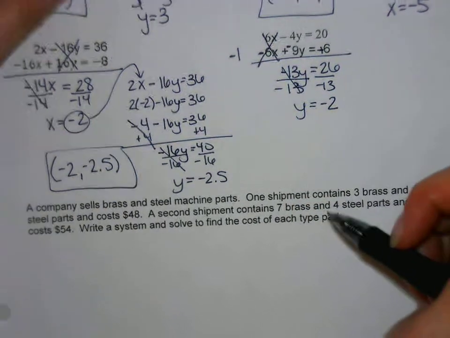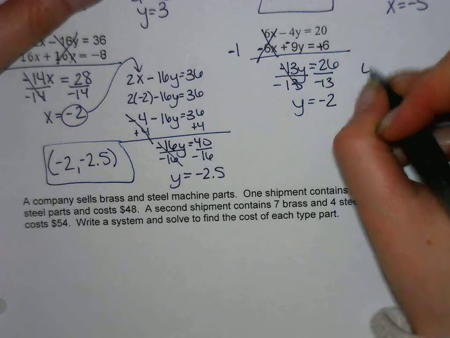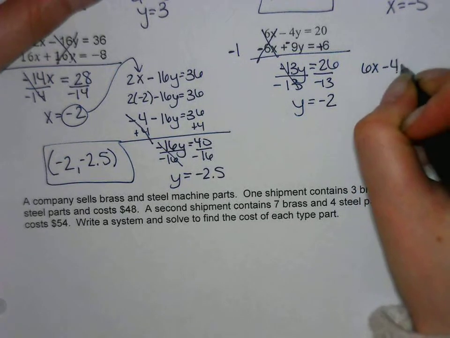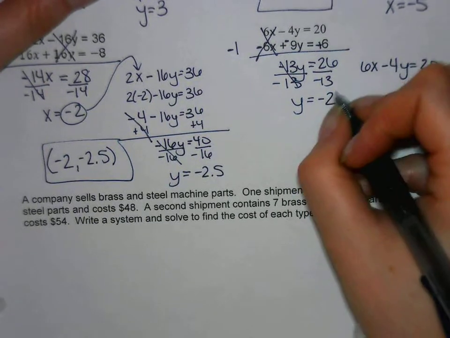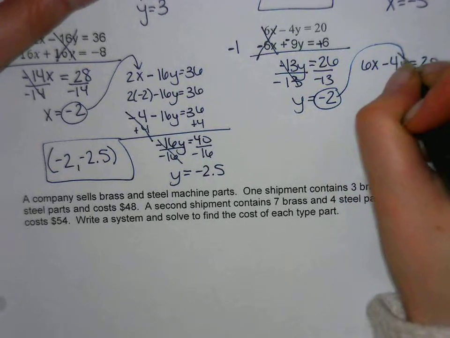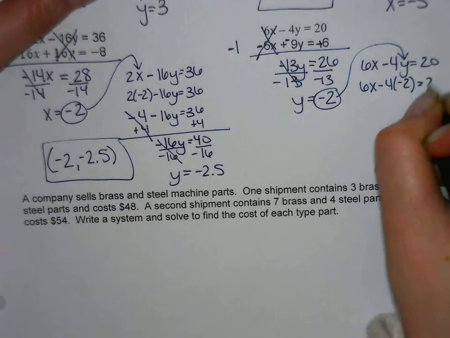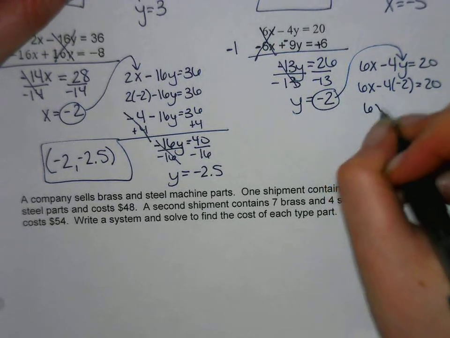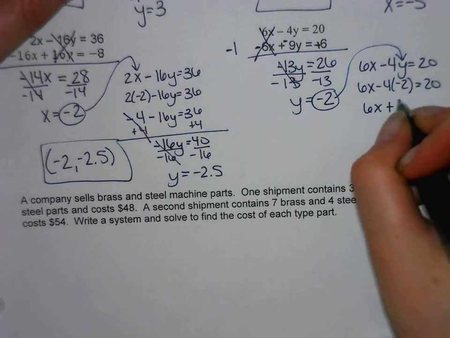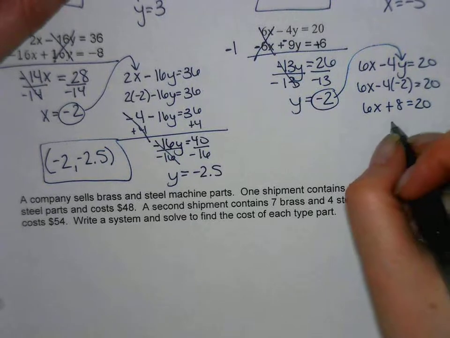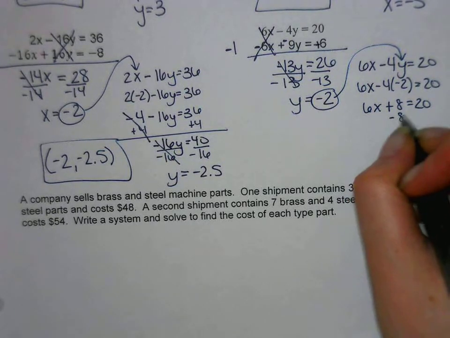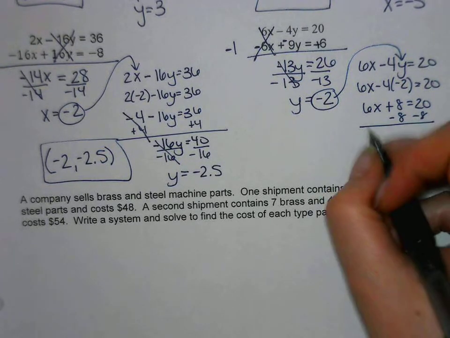So now to find my second variable, my x, I'm going to take my top equation and rewrite it. I know my y is a negative 2. So 6x minus 4 times negative 2 equals 20. Negative 4 times negative 2 is a positive 8. So two-step equation, I'm going to subtract 8 from both sides of the equal sign.